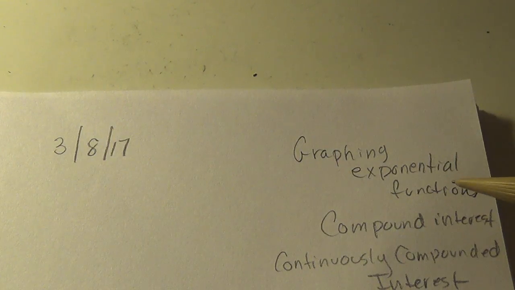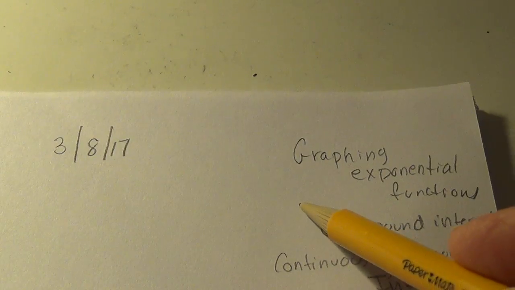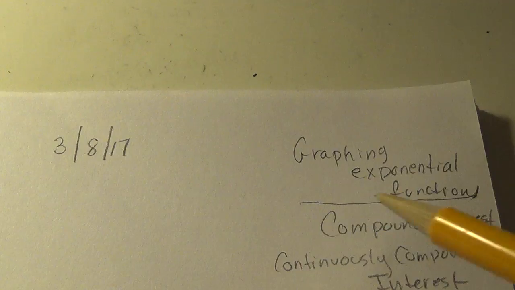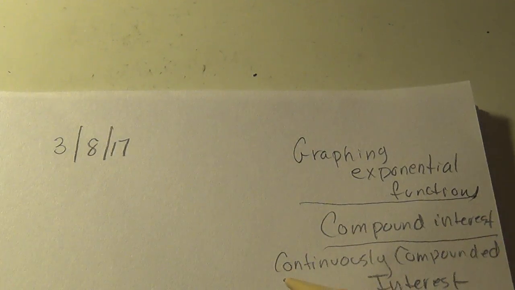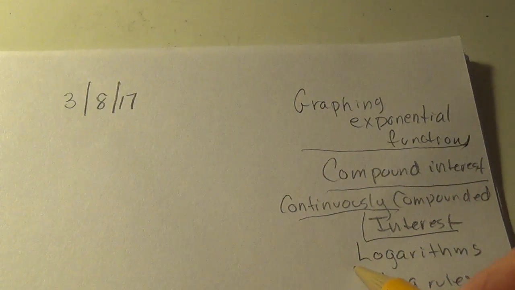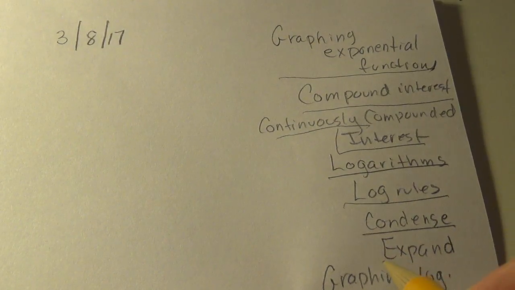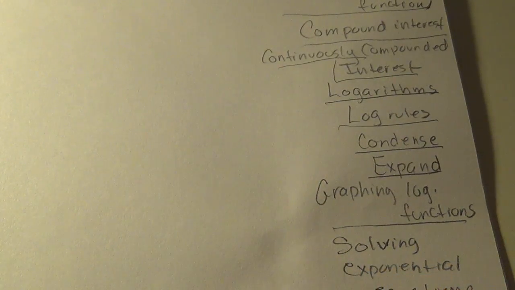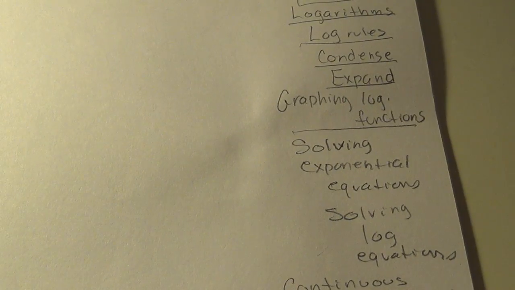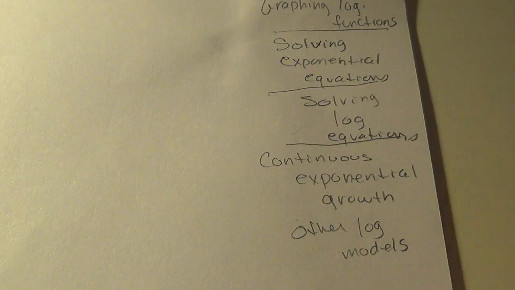So here are the topics that we'll be testing on whenever we decide to test. We'll be graphing exponential functions. That was the first thing we did. We learned compound interest, money problems, and continuously compounded interest. Logarithms, log rules, condensing, expanding with use of log rules, graphing log functions, solving exponential equations, solving log equations, and we ended up recently doing continuous exponential growth problems and other log models.